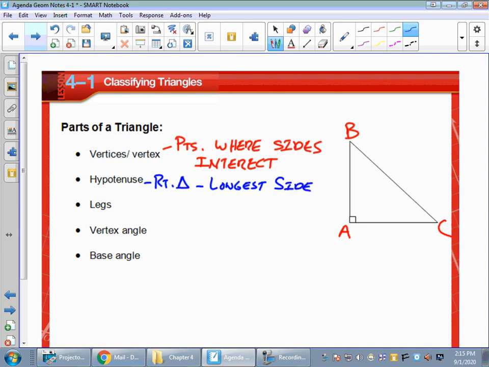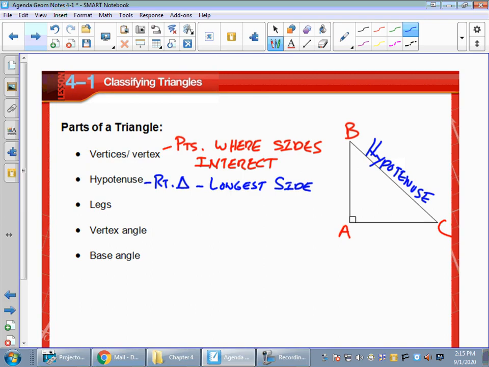Okay, so our example here to the right is a right triangle, because you can see the right angle symbol over at vertex A. So the hypotenuse is going to be opposite the right angle. It's the longest side. So that's going to be over here, your hypotenuse.